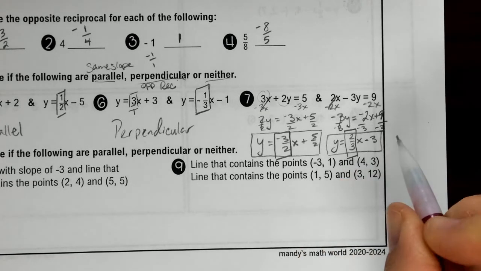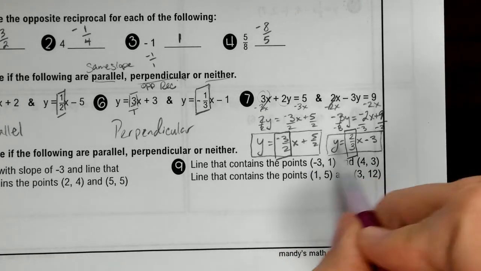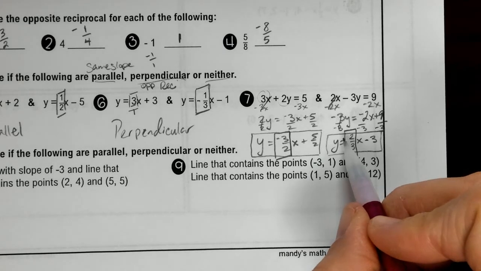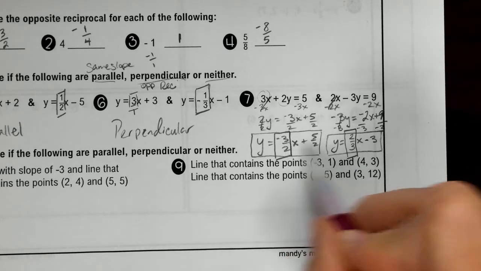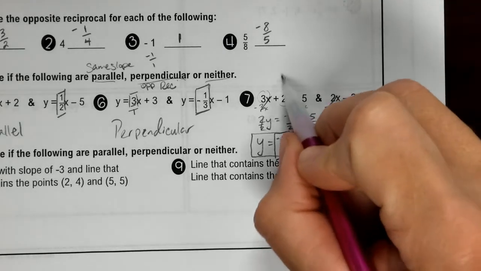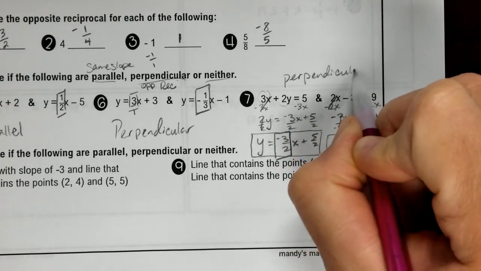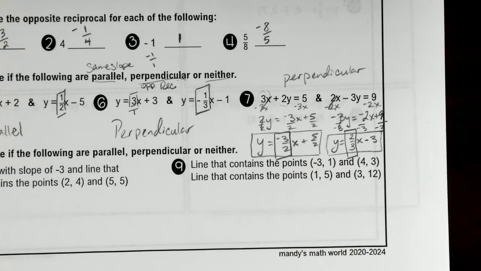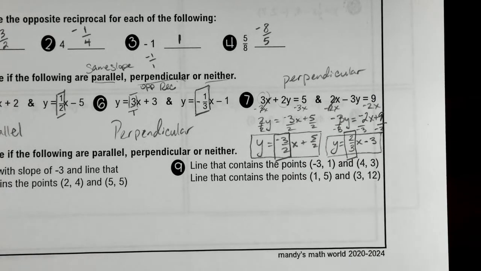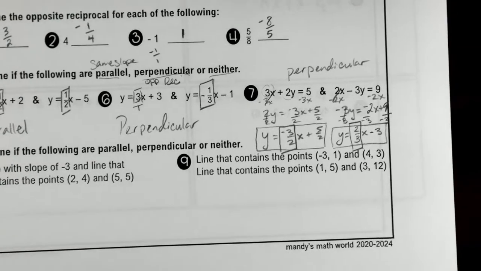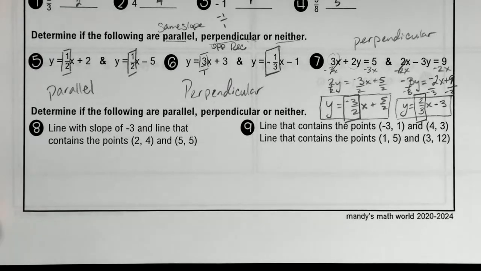Guess what? Opposite, this is a negative, this is a positive. Reciprocal, 3 over 2, 2 over 3. So these are also perpendicular. So if it's not in slope-intercept form, guess what? You get to do it. Woohoo! All right, number 8 says determine if the following are parallel, perpendicular, or neither.